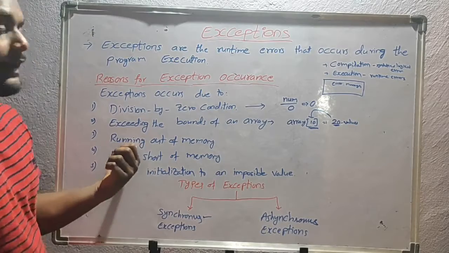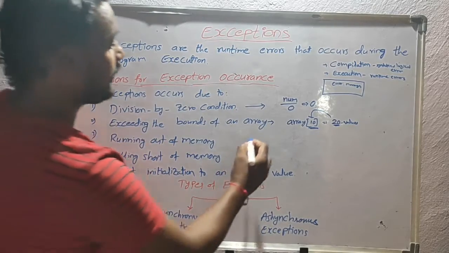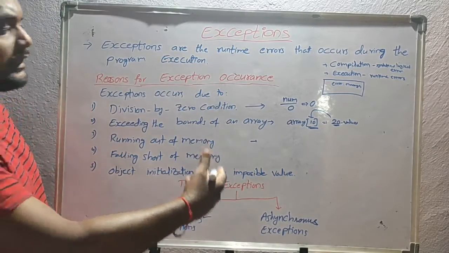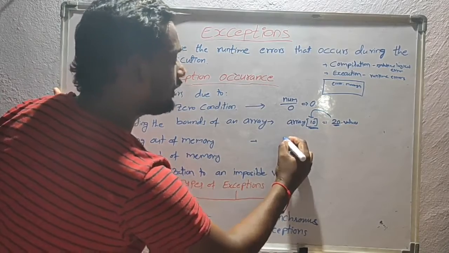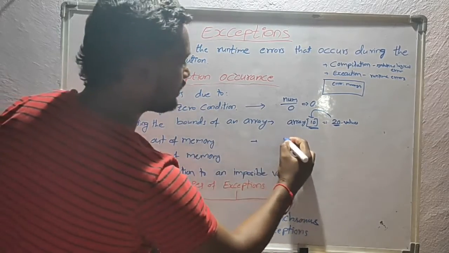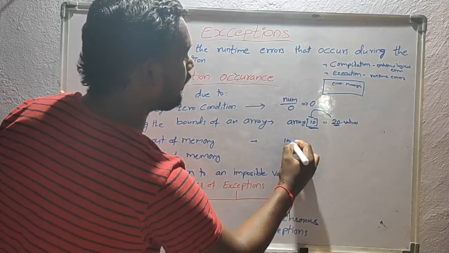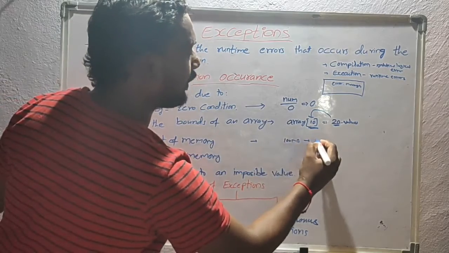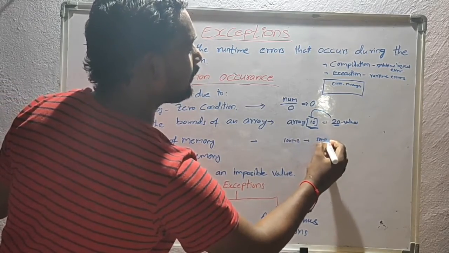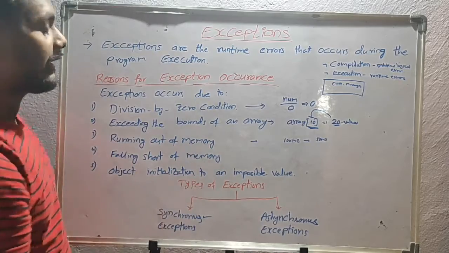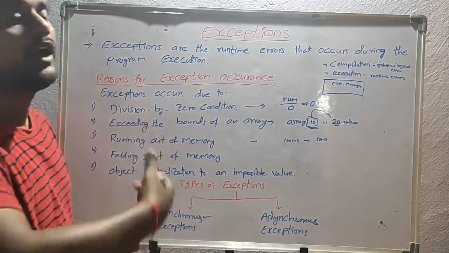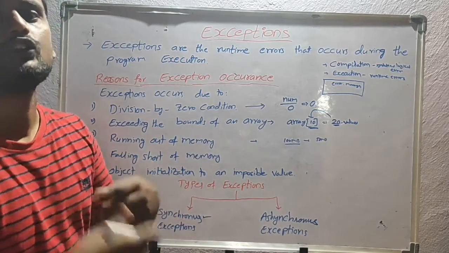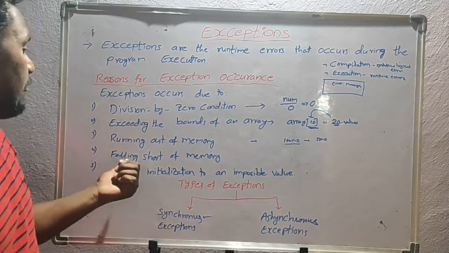And the next one is running out of memory. When processing your program or your task, it needs some memory, say 100 MB, but at the time of processing there is no such amount of memory. It has only 50 MB. That is running out of memory. If the process doesn't have sufficient memory, it leads to errors. And here, falling short of memory.